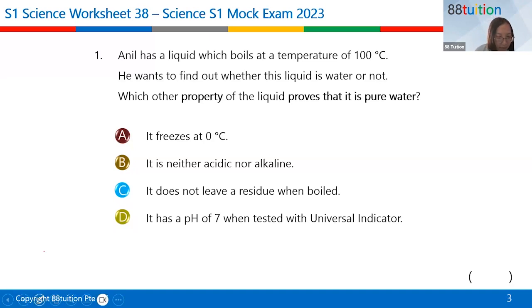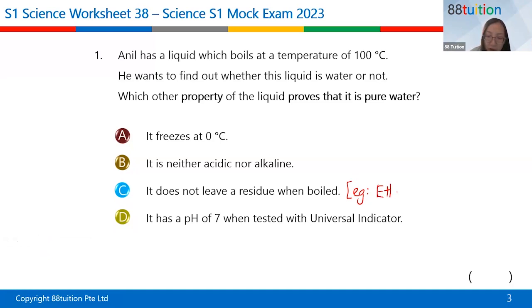All right, so let's see. Would anyone want to unmute yourself and explain to me why C is wrong? Give me an example. Can anyone come up with an example of something mixed with something, and yet when you boil it off, everything will boil away? It does not leave a residue. Anyone? Okay, I'll help you with this.